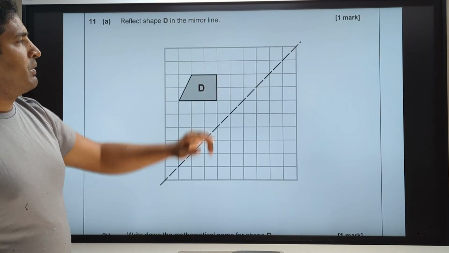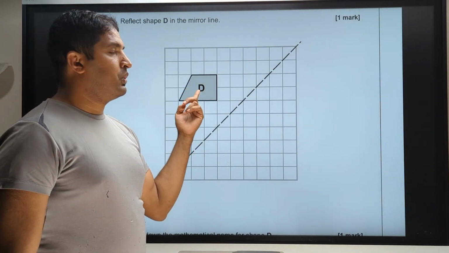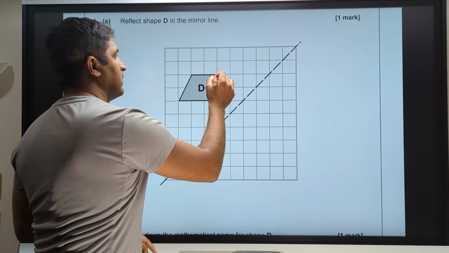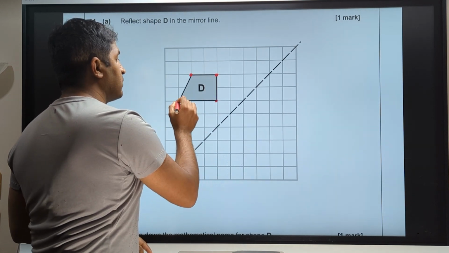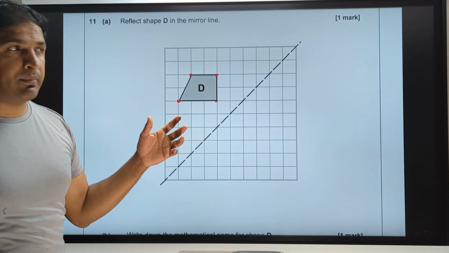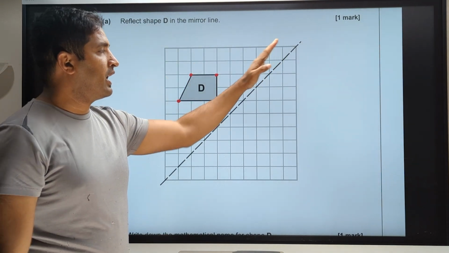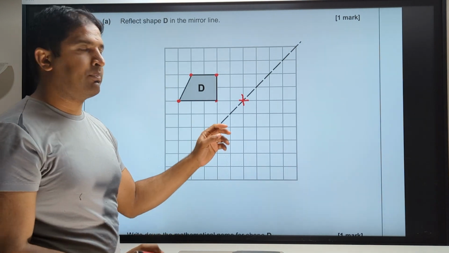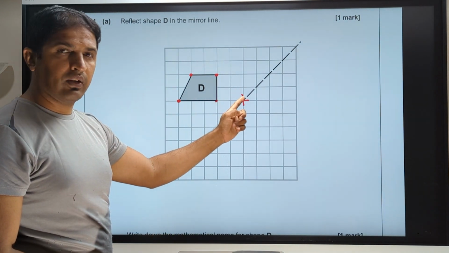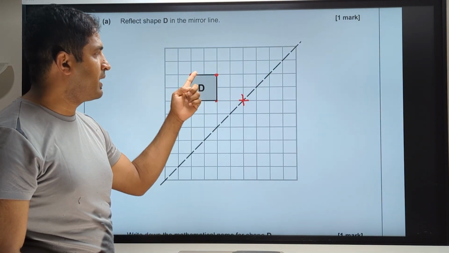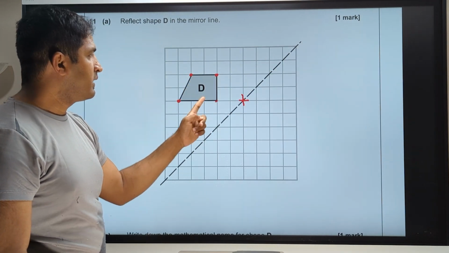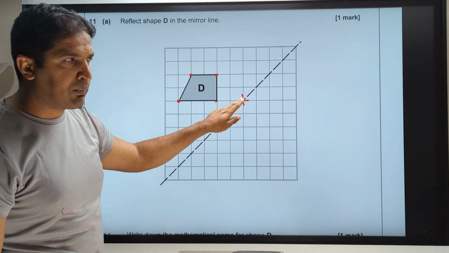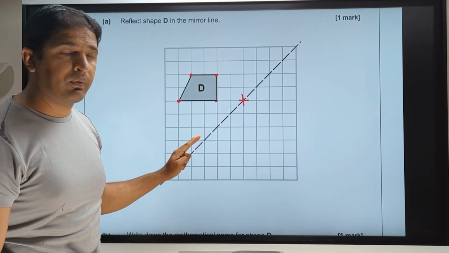Reflect the shape D in the mirror line. Now there are 2 different ways you can do that, okay? You can find these points, or you can use a tracing paper, where you trace the shape, trace the line, and mark one of the points, like this point here, on the tracing paper, and on here as well, okay? Then mark that point on the tracing paper with the line and these 4 points, and flip the tracing paper over. Make sure you line up that point and the line of reflection.